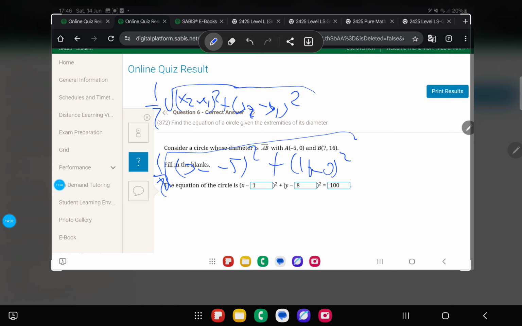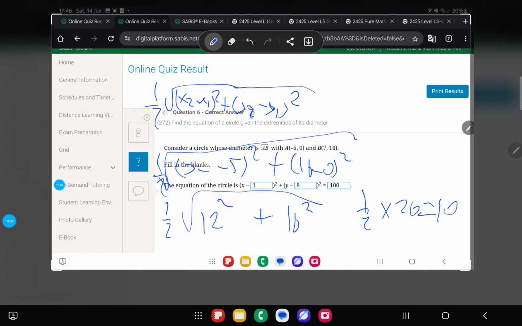Alright, now just solve. 7 minus negative 5 is 7 plus 5, which is 12. 12 squared. Plus 16 minus 0 is 16 squared. Radical, 1 over 2. So you solve: 12 squared is 144, plus 16 squared, you get 20. Okay, when you put it in the radicals, you get 1 over 2 times 20 equals 10. That's it. So r is 10. But in this rule, it's r squared, right? So we just do 10 times 10, which is 100. That's it.